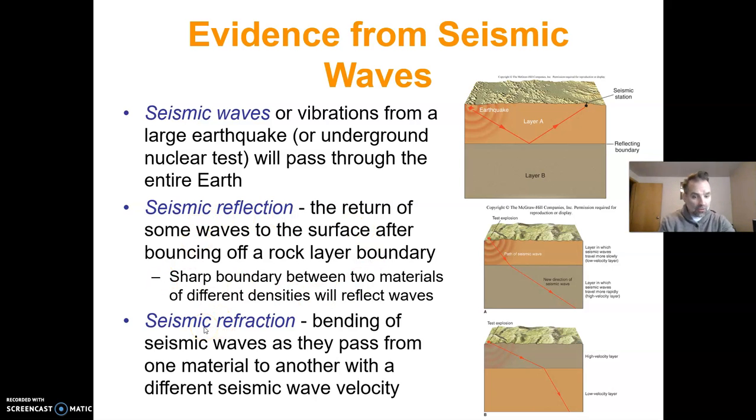And then they also will refract, meaning that they're going to go through the material, but it's going to be bent, and that's going to change the velocity at that boundary as well. So here it's showing this wave is moving through this rock body at X velocity, and then at this boundary it is refracted and has a change in velocity. So from this we can determine, we know that if there's a change in velocity, there's a different type of rock material there.